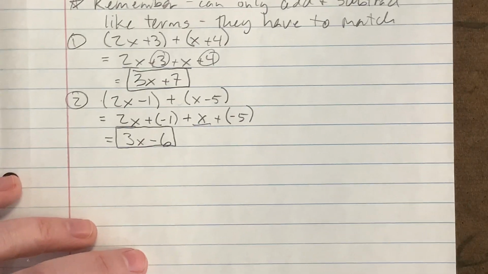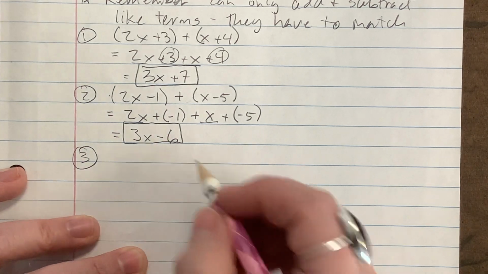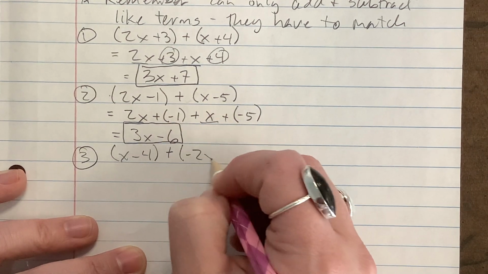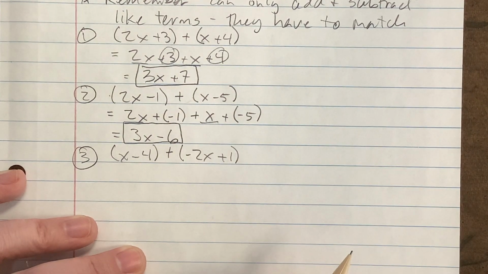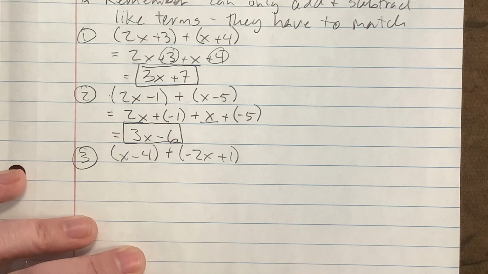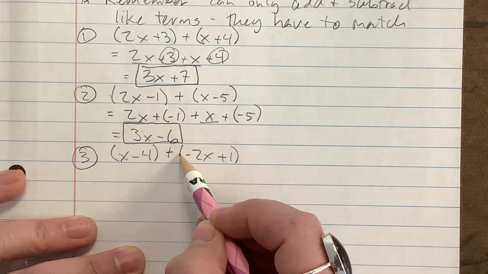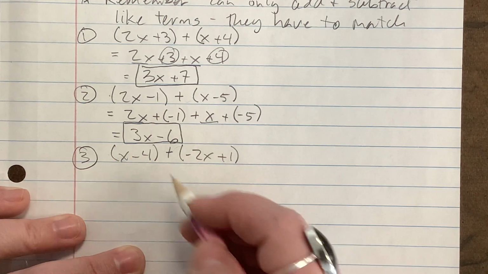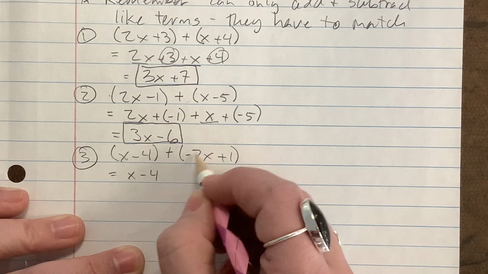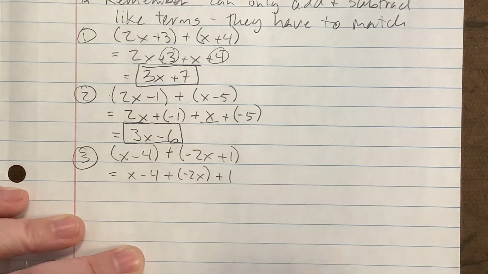Next problem. Let's see. x minus 4 plus -2x plus 1. So we've got a -2x, +1, -4, +x. Again, we don't have any numbers outside our parentheses or negatives, so we could just get rid of the parentheses. x minus 4, and really, we'll do plus -2x just because it's already written that way, plus 1.